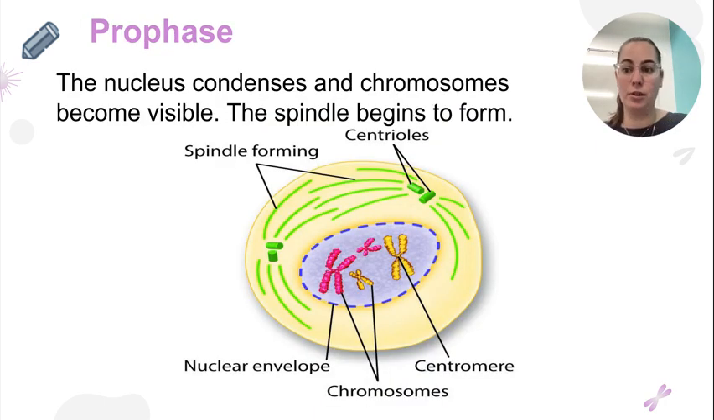First, we have prophase. In prophase, the nucleus condenses and chromosomes become visible, so that DNA coils up to create those chromosomes. The spindles form, and our nucleus starts to break down. The nuclear envelope breaking is the very end of prophase. What this means is that the DNA is condensed down and it's safe now, so we can open up the nuclear envelope. We then move into metaphase.